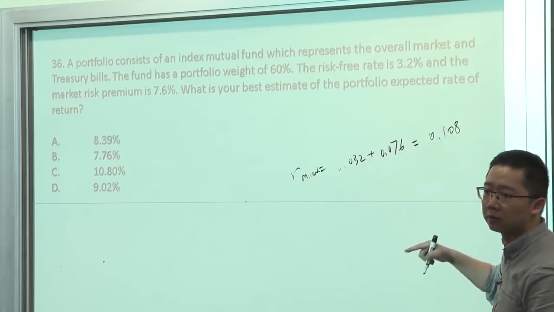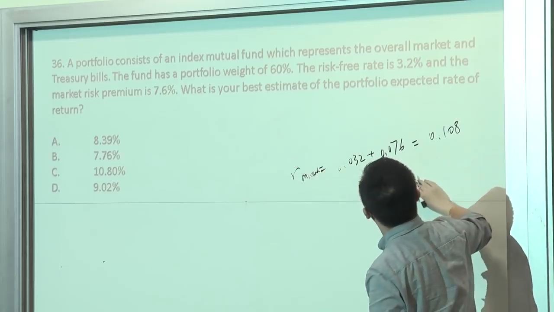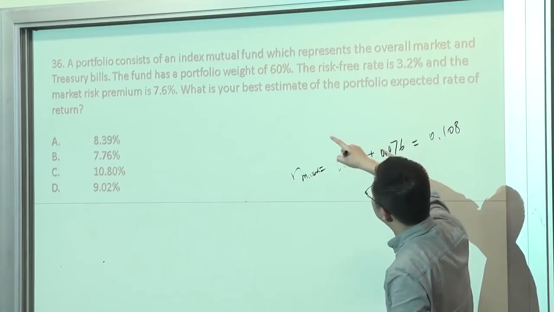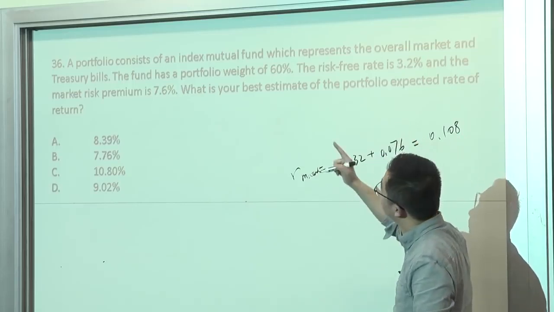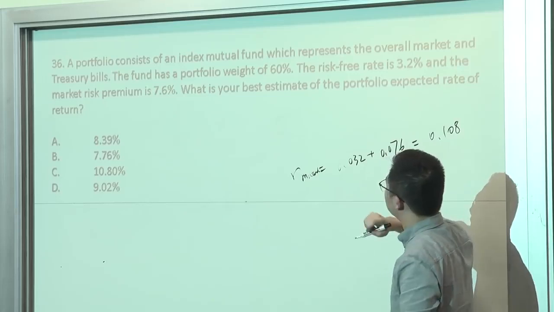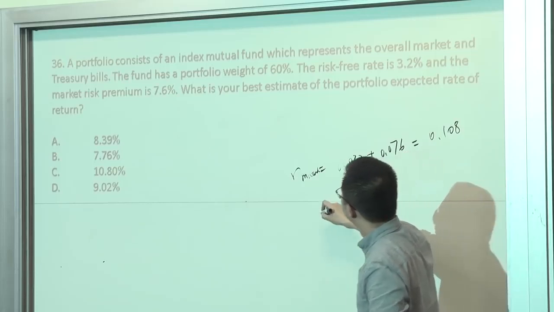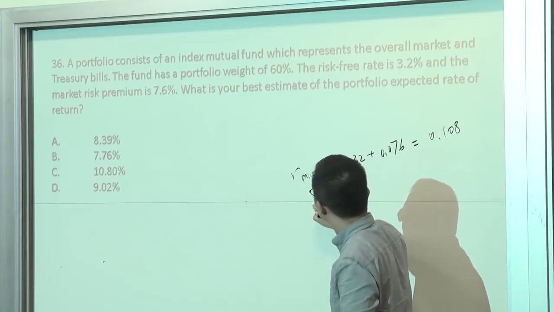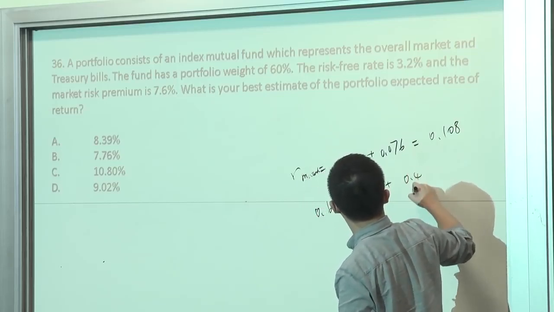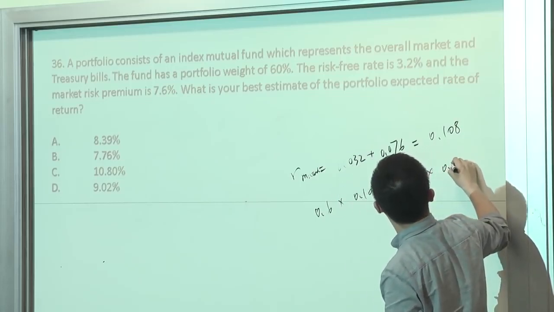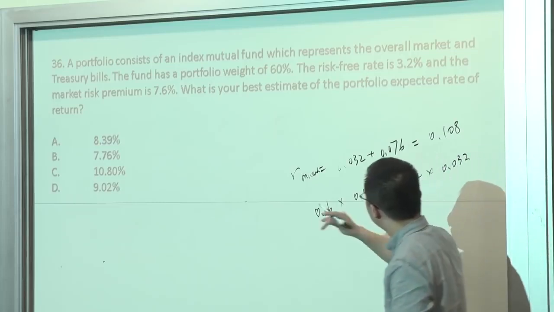Correct? So the return on this mutual fund is the risk-free rate plus the market risk premium. Okay. And we are assuming this mutual fund represents the overall market, so it gives a beta of 1. So 1 multiplied by the market risk premium. Okay. And then, the weighted average return is just 60% multiplied by 0.108 plus 40% on the risk-free rate. Okay. Mutual fund.